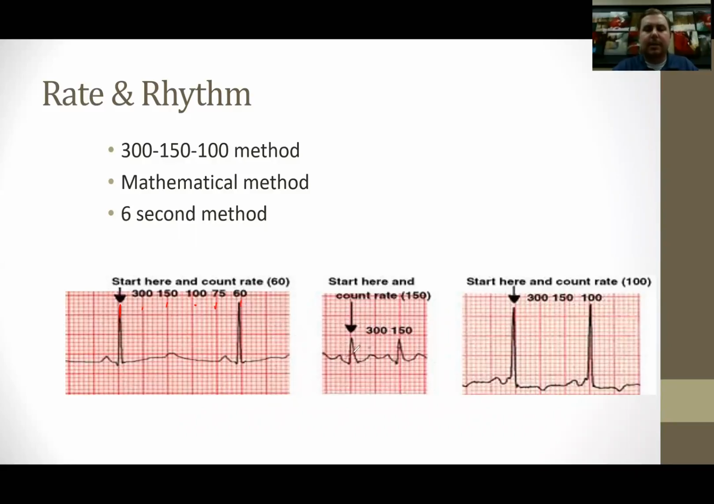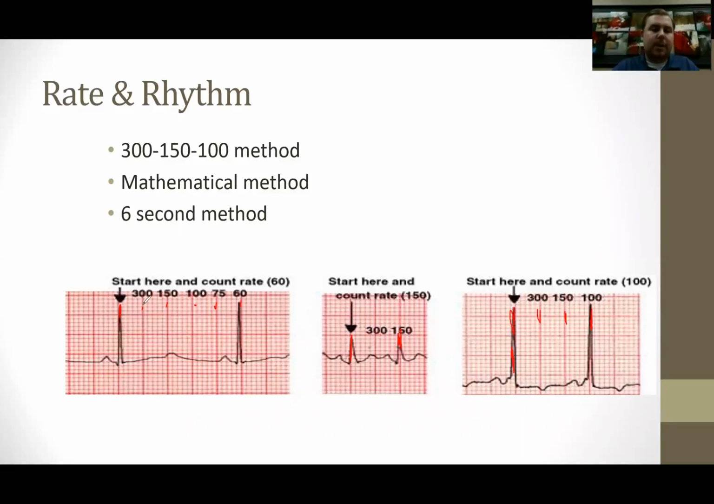The second example, again, we find one that falls on the bold line, 300, 150, and it falls perfectly on that 150. So this rate would be 150 beats. And then finally, the third, find one with a nice bold line. It doesn't really matter. We could start with the second one and count backwards and go 300, 150, 100.